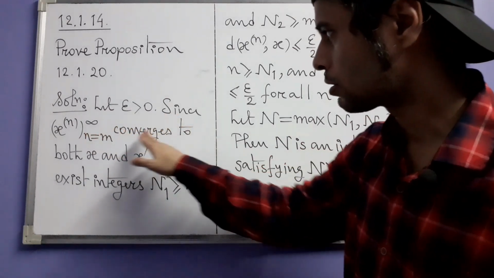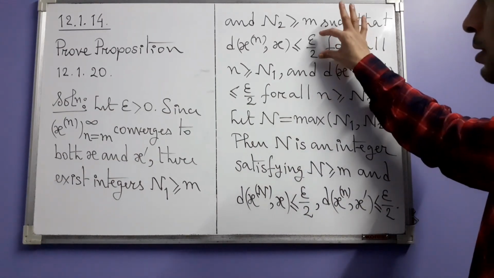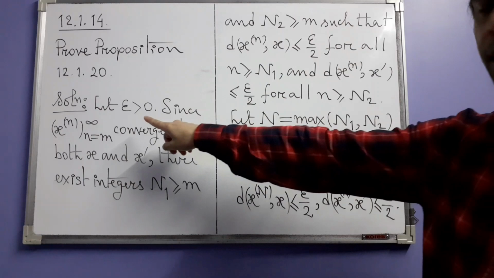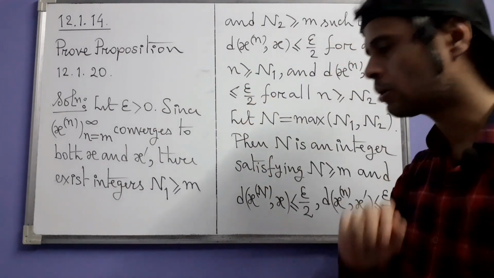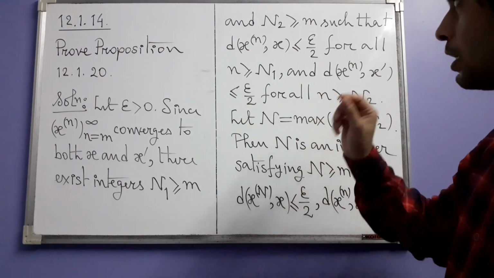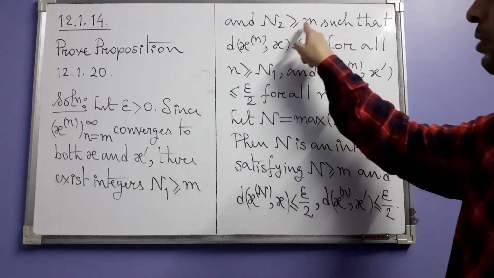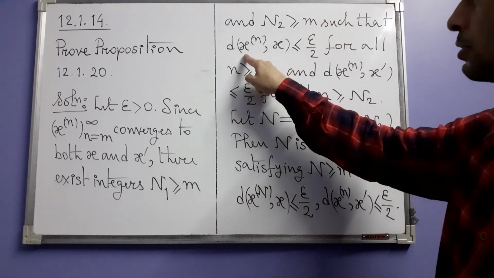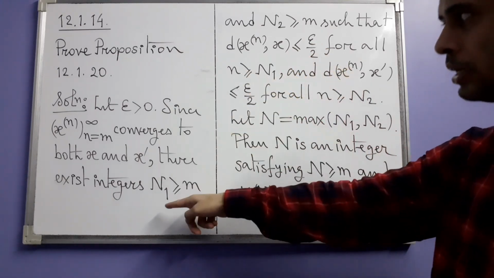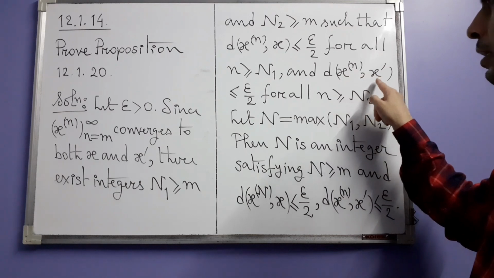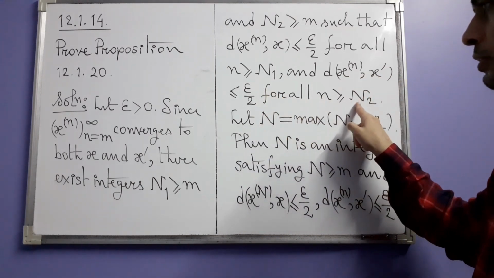Now because xn converges to both x and x prime, if we consider this value of epsilon, and say this is another epsilon divided by 2, then for these 2 convergences, there will exist integers n1 greater than or equal to m and n2 greater than or equal to m, such that the distance between xn and x is at most epsilon divided by 2 for all n greater than or equal to n1, and the distance between xn and x prime is also less than or equal to epsilon over 2 for all n greater than or equal to n2.